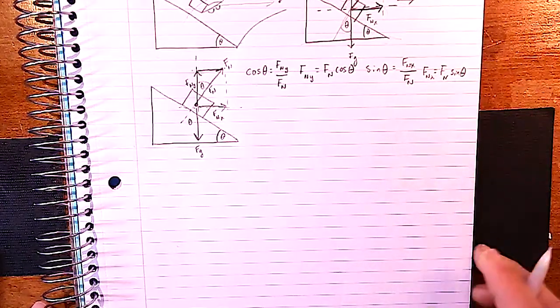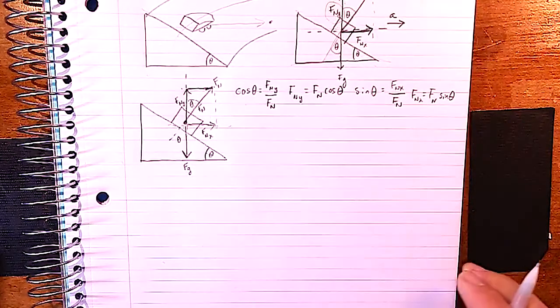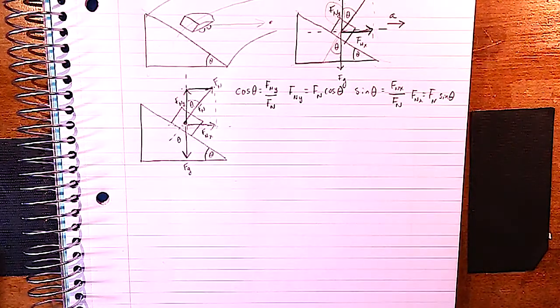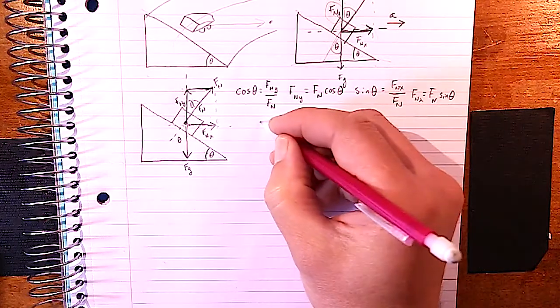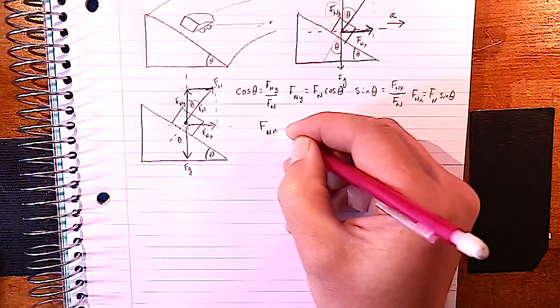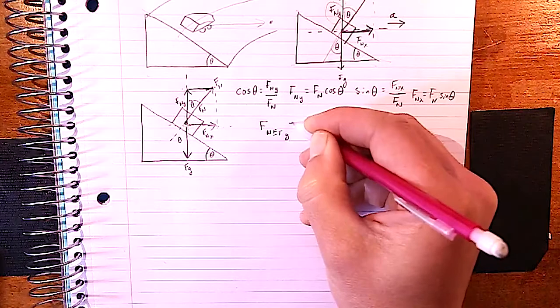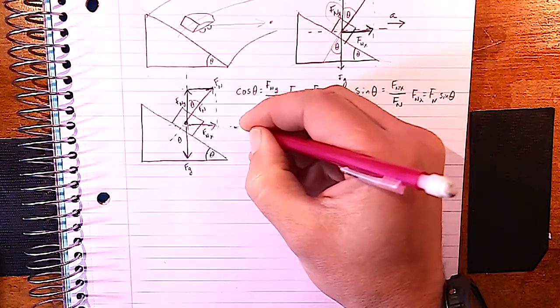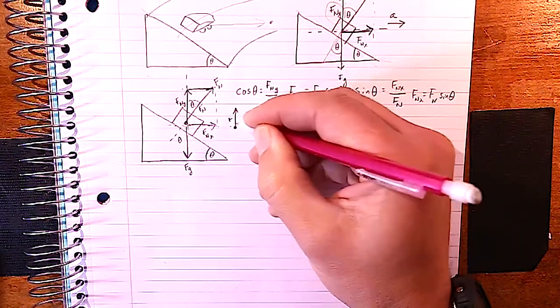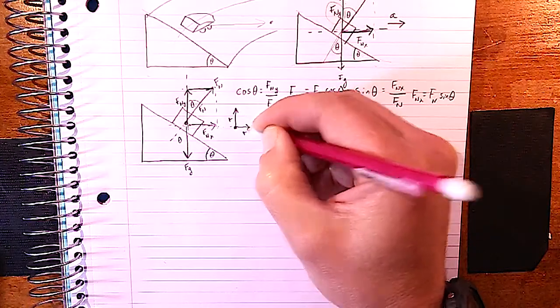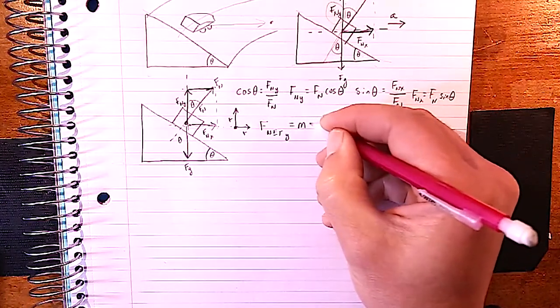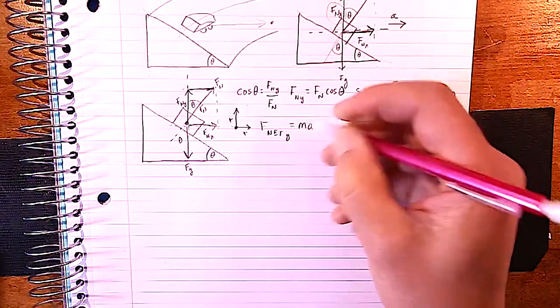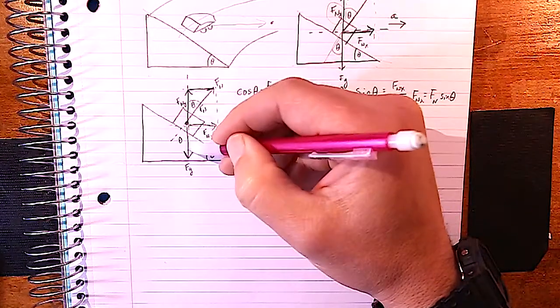Okay, so now let's write our F-net equation. We'll start with an F-net y, and we have to define our directions. I'm going to call up to be positive and to the right to be positive. So we have our F-net y equals ma, and what's acting in the y direction?